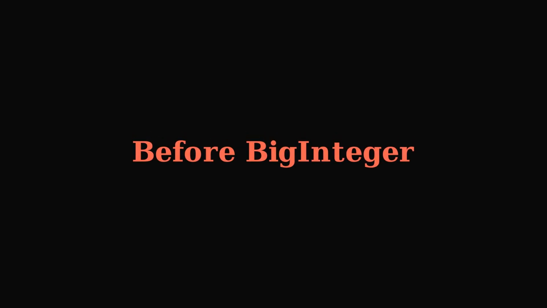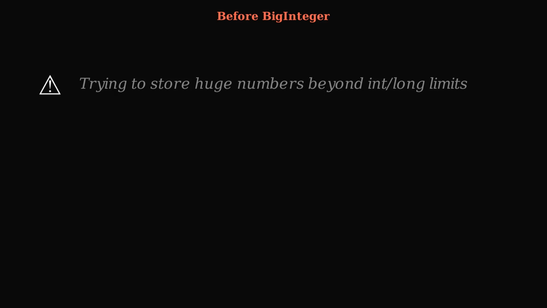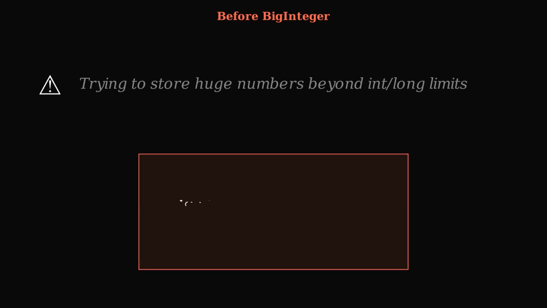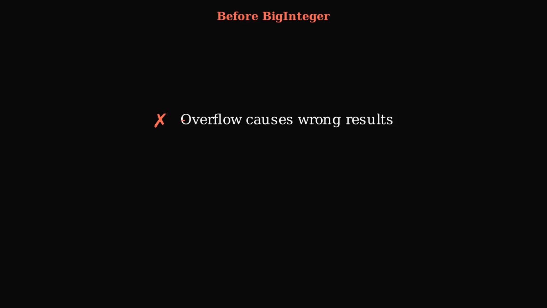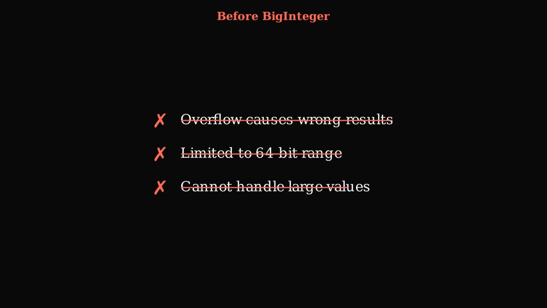So what happens without BigInteger? Trying to store huge numbers beyond int/long limits, look at how messy the code gets. Overflow causes wrong results. Limited to 64-bit range, cannot handle large values. There has to be a better way.